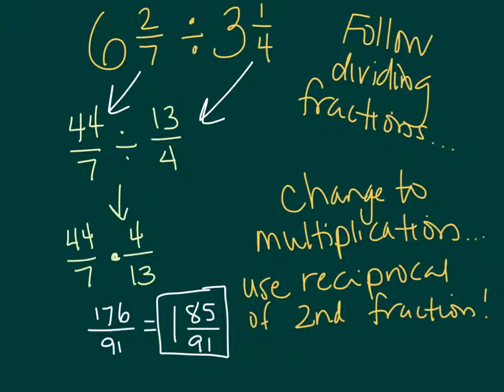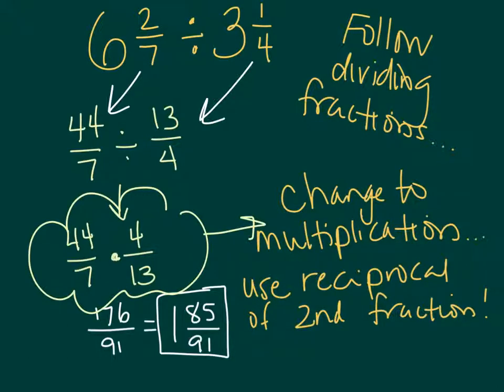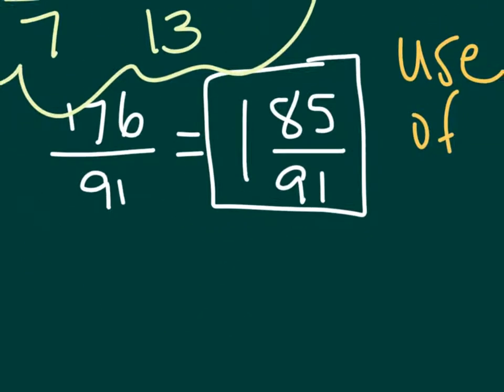This is what's really important to remember, is this rewrite. It's that place where we change the division to a multiplication problem and use the reciprocal of the second fraction. So now we have 44 sevenths multiplied by 4/13. We end up with 176/91. And when we simplify 176/91, we would end up with 1 and 85/91.